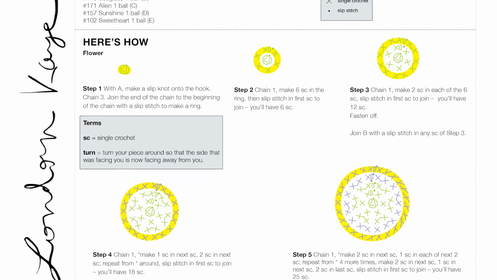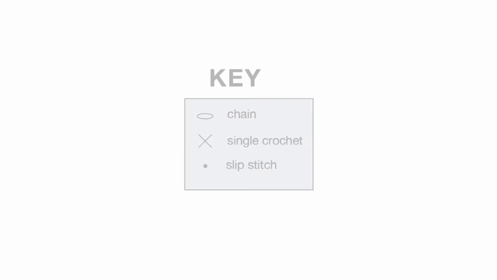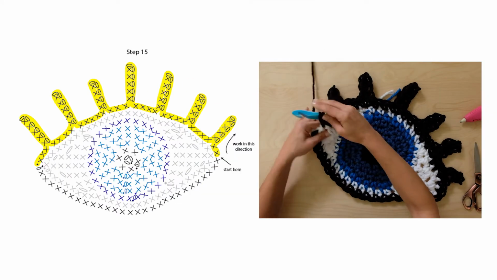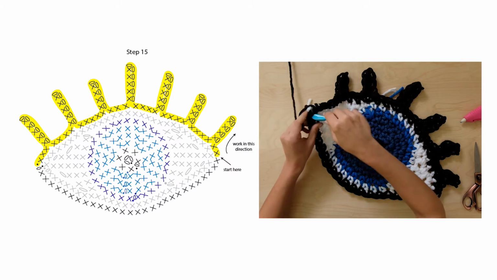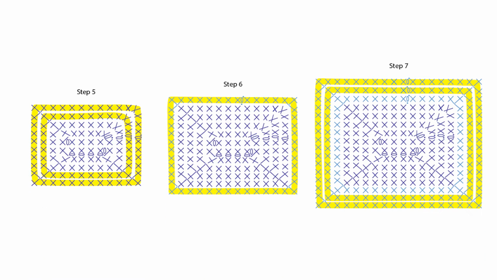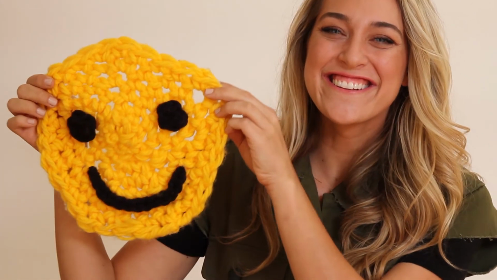On top of the pattern, you will find a key explaining what each symbol stands for. As you begin to follow the steps, you will see that the symbols are color-coded to the yarn color you are meant to be using. Don't worry about losing your place because each step is highlighted. But remember, don't be afraid to crochet outside the line.